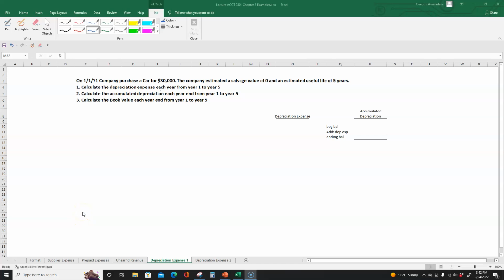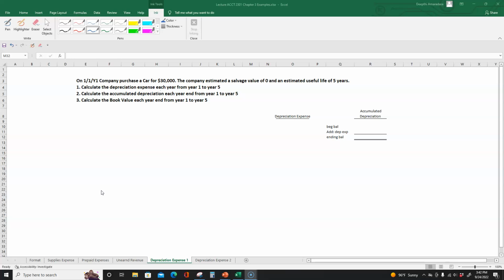This example says, on January 1, year 1, the company purchased a car for $30,000. The company estimates a salvage value of 0 and an estimated useful life of 5 years. They want you to calculate the depreciation expense each year from year 1 to year 5. They want you to calculate the accumulated depreciation each year from year 1 to year 5, and then calculate the book value each year from year 1 to year 5.